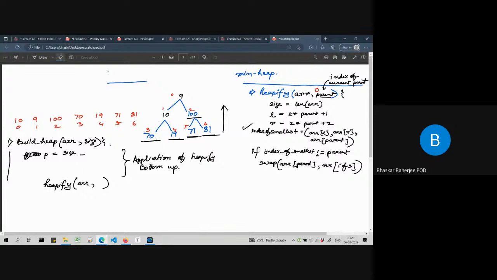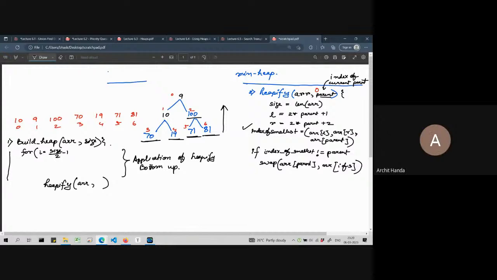I put a for loop. Okay. For, let's say, i equal to size by 2 minus 1. Okay. So size by 2 minus 1 will not work, for example, if the heap did not have the sixth element, if it was just 5. For 5, it will give 1 as the parent.